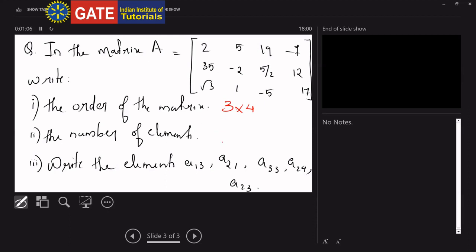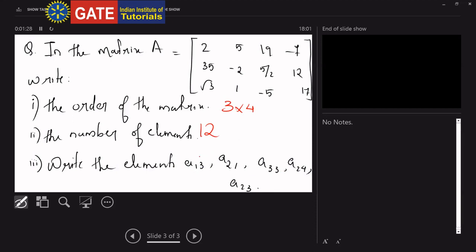Now, what are the number of elements? 3 into 4 will be the number of elements. Otherwise, counting 1, 2, 3, 4, 5, 6, 7, 8, 9, 10, 11, 12. So the total number of elements will be how much? 12. Now, write the elements A13, A21, A33, A24, and A23.